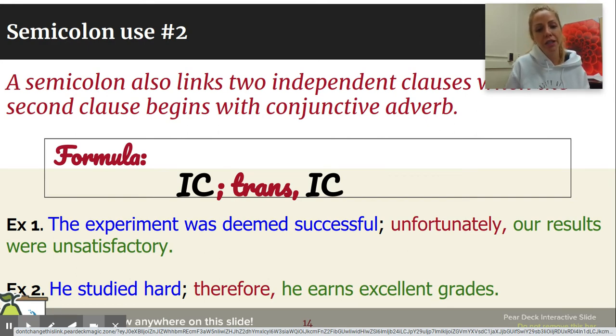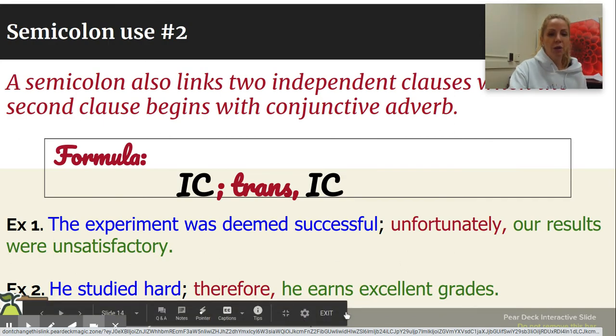He earns excellent grades, all right? So he studied hard, he earns excellent grades. Instead of writing those two simple, elementary level sentences, I'm going to combine them with a semicolon to add some swagger. I'm going to use that conjunctive adverb, therefore, with a comma to really make my writing more powerful. That's one thing you can do when you're editing your essay. If I have two simple sentences like that, I can beef up my writing. I can strengthen my writing by combining them in this way, right? So that's semicolon use number 2.